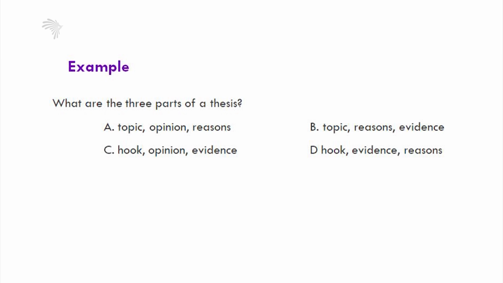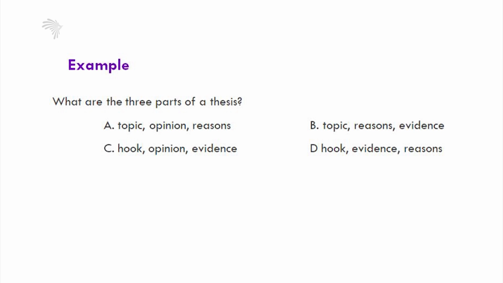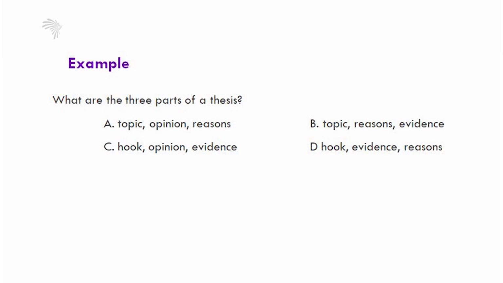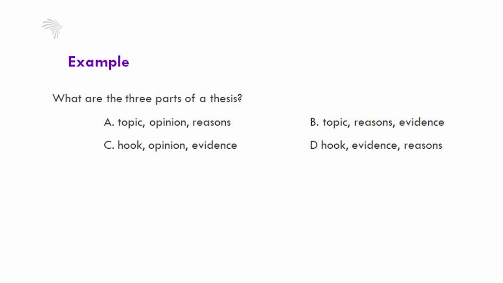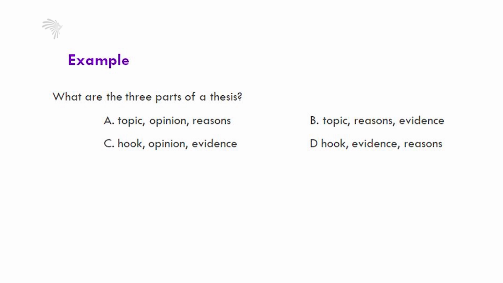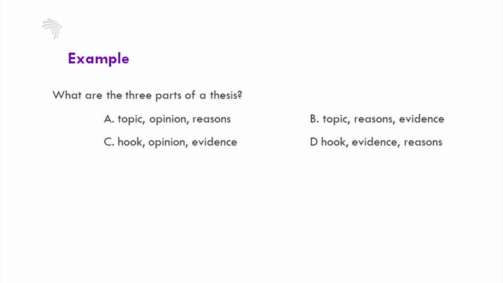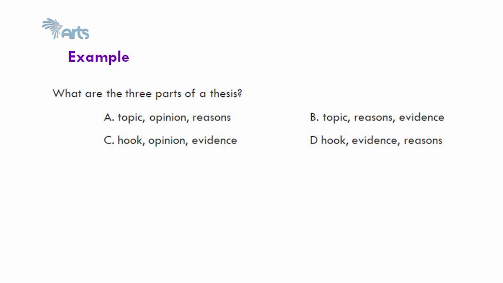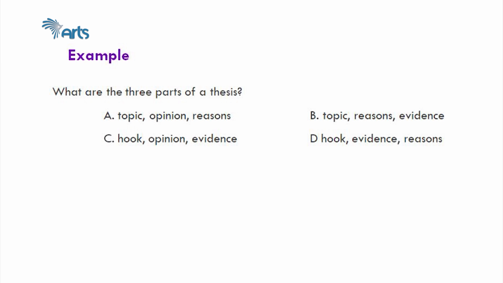Now see, you have hook, opinion, evidence. Again, evidence and reason are part of the body paragraph. B, topic, reason, evidence. And D, hook, evidence, and reason. Here, thesis refers to the first introduction sentence. The introduction sentence needs to have a background, your opinion, which is the main topic, and a hook. Evidence might come at last, so the choice that doesn't have evidence is A. So A would meet our need. It describes the introduction, so that could be our thesis paragraph.